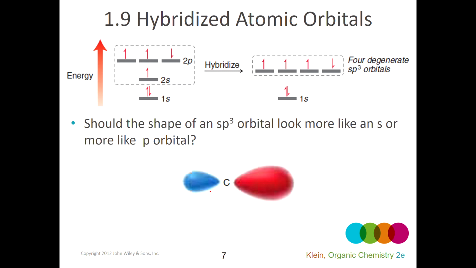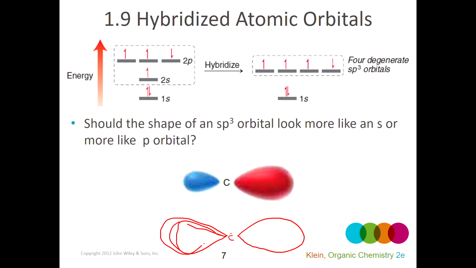So if we look at the shape of an sp3 orbital, it kind of looks like a p orbital. If I were to draw a p orbital next to it, it would be more elongated, and it would have two equally sized lobes. I didn't really draw them equal.